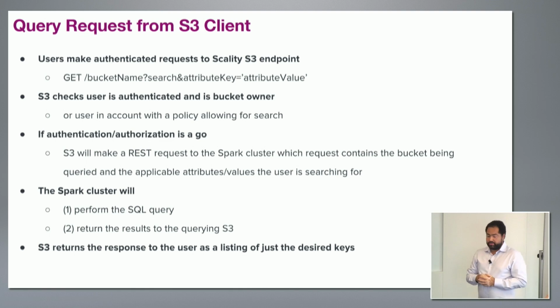So this is what a query looks like. I think there was a question. Basically, that's the REST API view of things. I'm going to do a GET on a bucket with a search and some attributes I want to search on.